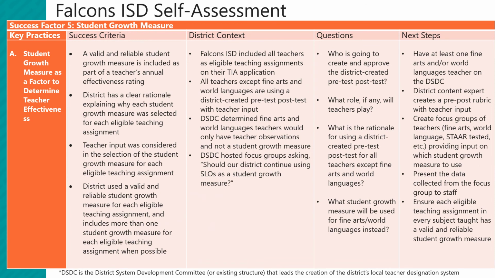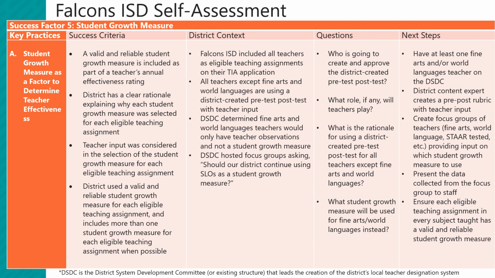As mentioned before, in order to craft next steps, we can do one of two things. We can look at the success criteria and drag over exactly what we want based on the success criteria. For example, we can look at the first bullet under success criteria: a valid and reliable student growth measure is included as a part of a teacher's annual effectiveness rating. So we can reword that a bit and drag it over into next step by saying, ensure that a valid and reliable student growth measure is included as a part of the teacher's annual effectiveness rating.